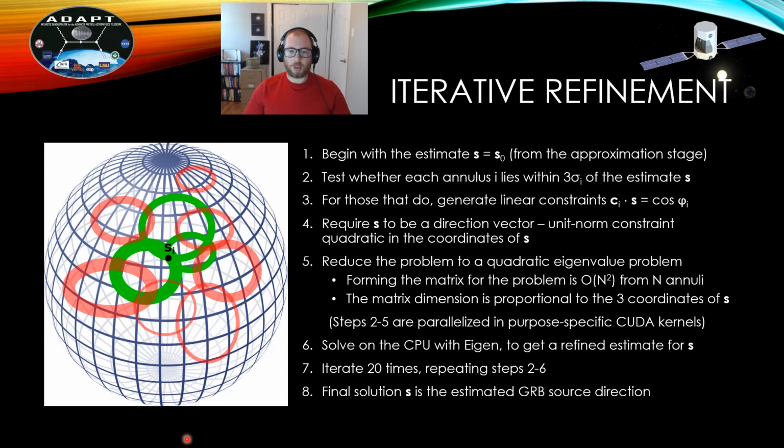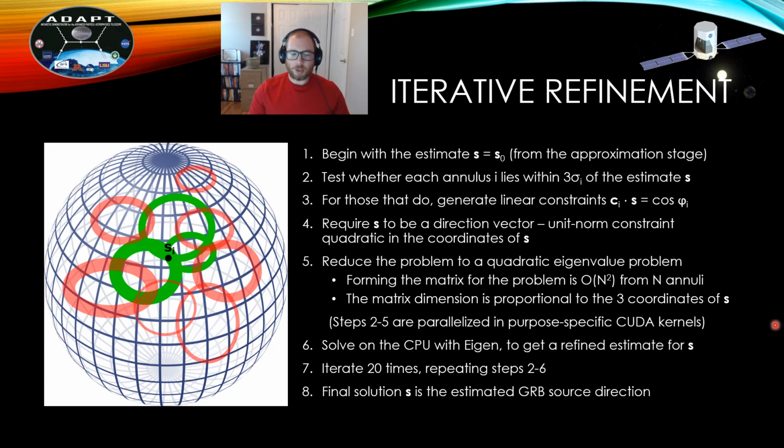Forming the matrix for this problem is O of n squared in the number of annuli, so it's quadratic in the number of annuli that are actually being used. The matrix dimension is proportional to the 3 coordinates of S. So now what we can do is we can parallelize steps 2, 3, 4, and 5 in purpose-specific CUDA kernels. Next, we solve on the CPU with the Eigen library to get a refined estimate for S.